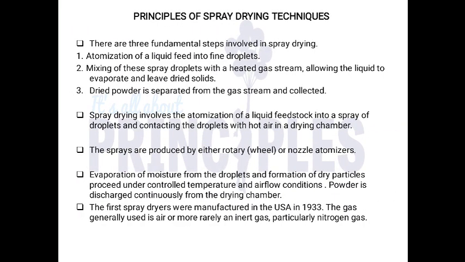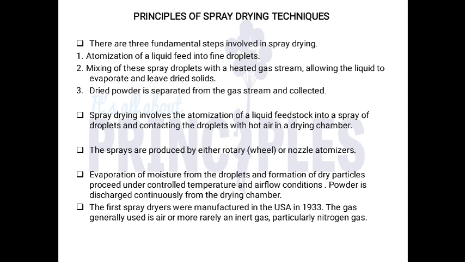Principles of spray drying technique. There are 3 fundamental steps involved in spray drying. The first one is atomization of a liquid feed into fine droplets. Second, mixing of these spray droplets with a heated gas stream, allowing the liquid to evaporate and leave dried solids. Lastly, the dried powder is separated from the gas stream and collected.